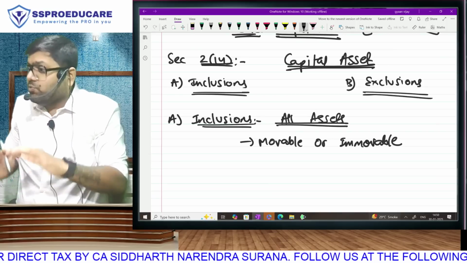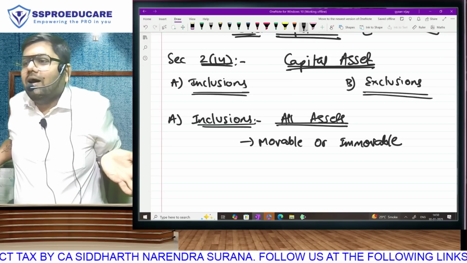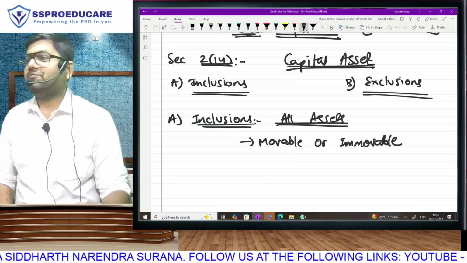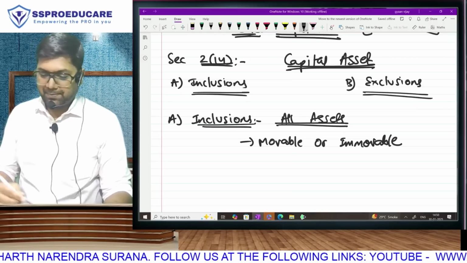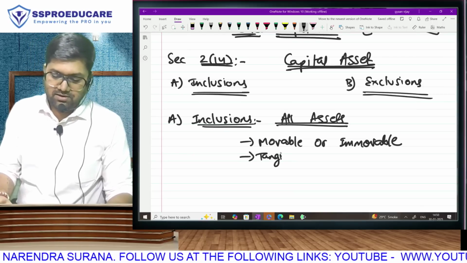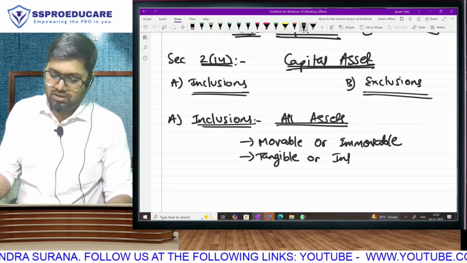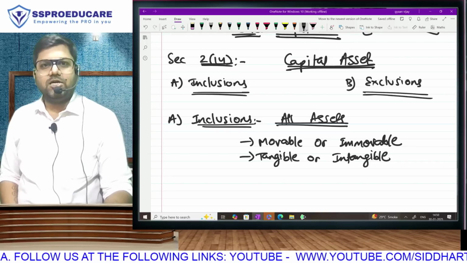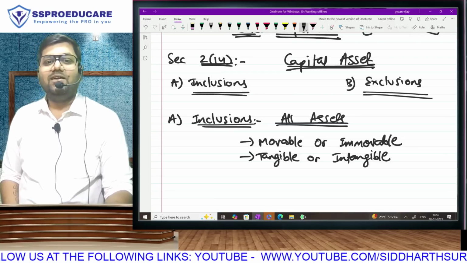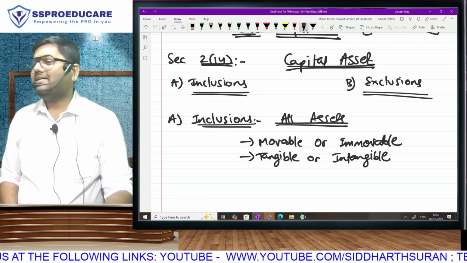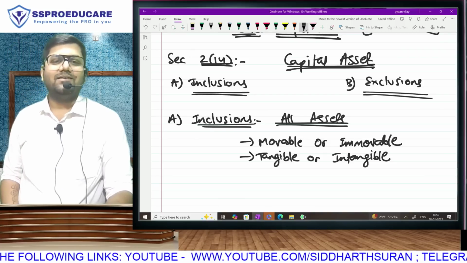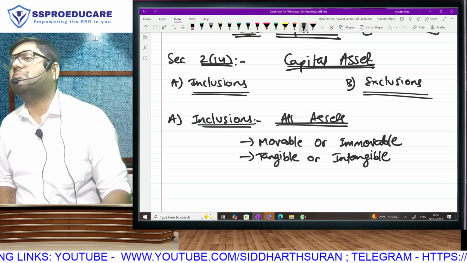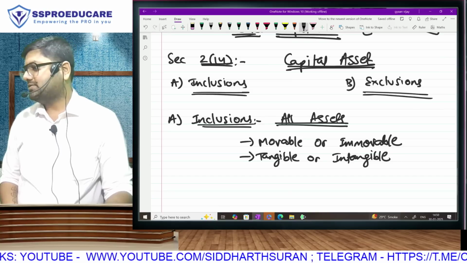So whether the asset is movable or immovable, everything is a capital asset. Whether it is land, building, plant, machinery, furniture, fixture, everything is a capital asset. Whether it is tangible or intangible. Tangible is something that you can see and touch. Intangible is something that you can feel. Hey, 2 tight slaps I will give you. Land, building, plant, machinery are tangible; drawing, design, patent, brand are intangible. Everything is a capital asset.